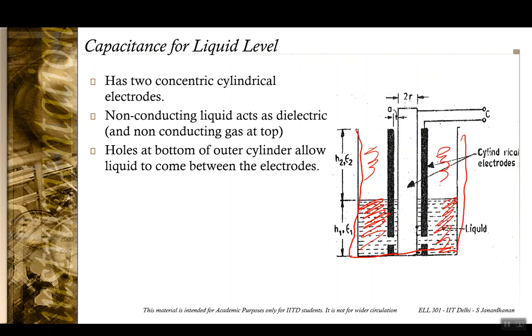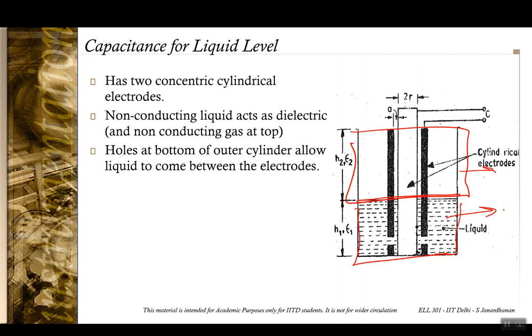The construction is that there are holes at the bottom of this outer cylinder, so that the liquid can enter between these two plates. This inner cylinder and the outer cylinder act as two plates of the capacitor, so there will be two capacitances here, one with this section and one with this section. One with the liquid and one with the gas. Now, how does this work out?